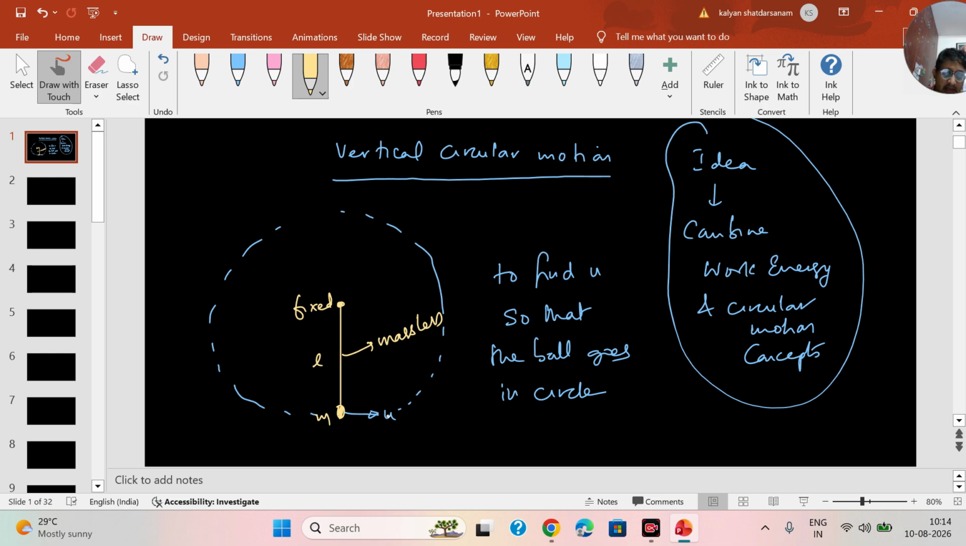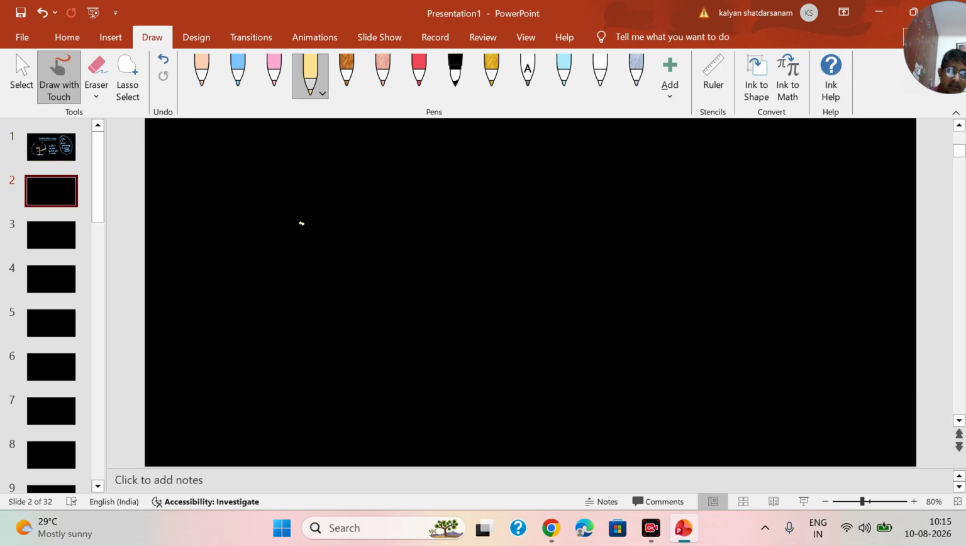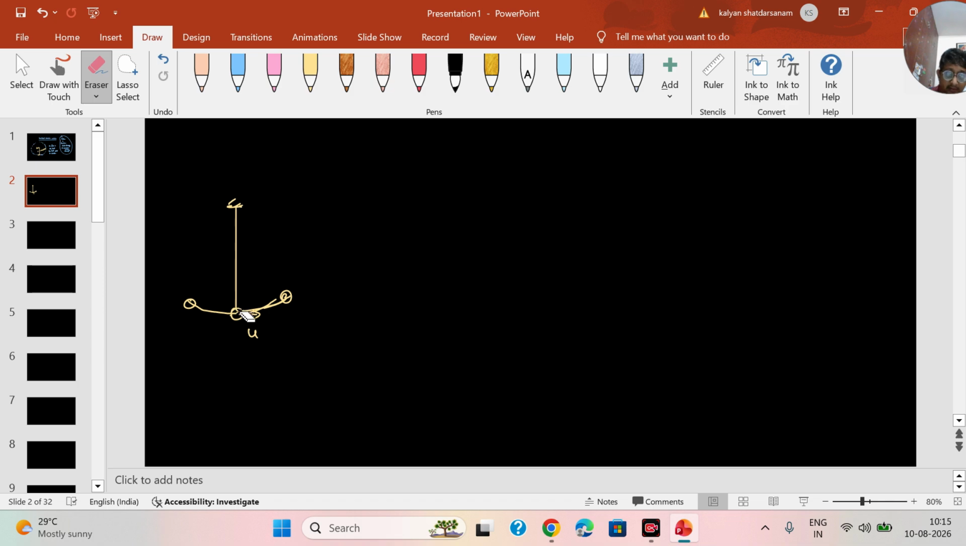So the question is, if I give any velocity, will it go in a circle? No, it may not go in a circle. Let us see what are the possibilities. I have this thread and ball. Suppose I give a very small velocity, it might actually go somewhere to this location, and it may stop and come back, and again go on this side to a certain height and come back. So it's not going in a circular path, it's oscillating. It will go, stop, come back, go this side, stop. So not every velocity will make it go in a circle.